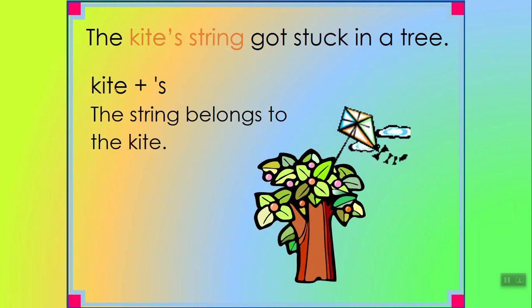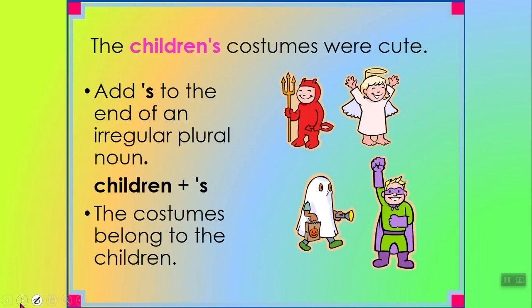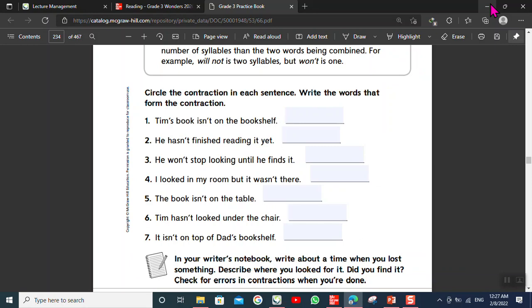The kite string. Whose string? The kite string. So you can see the apostrophe before the S. So it shows possession, that the string belongs to the kite. Let's see another example. The children's costumes. Whose costumes? The children's costumes. Okay, here you can see the practice book.